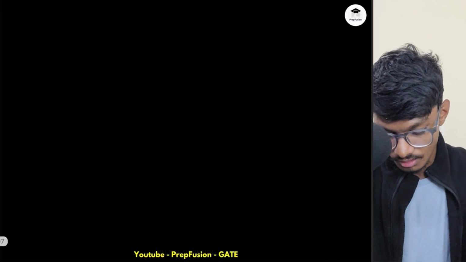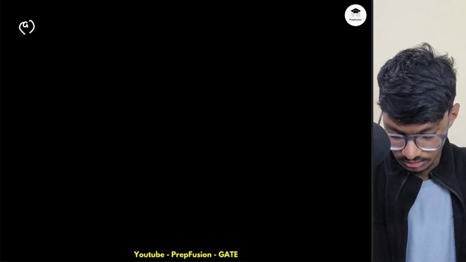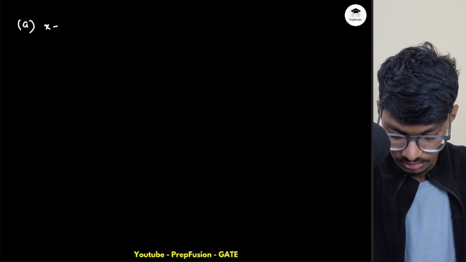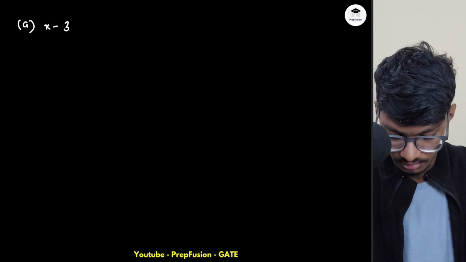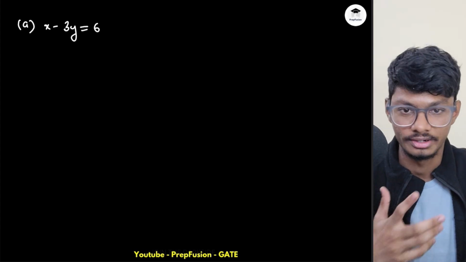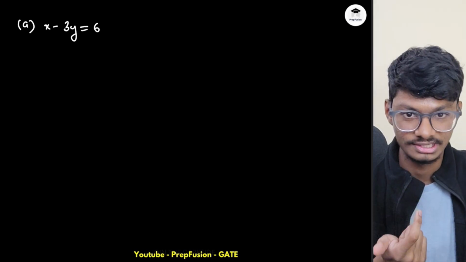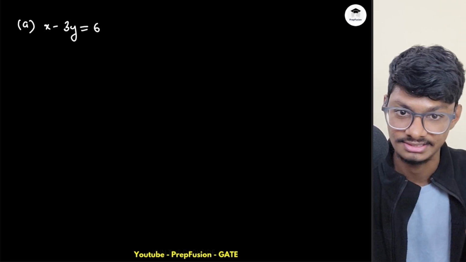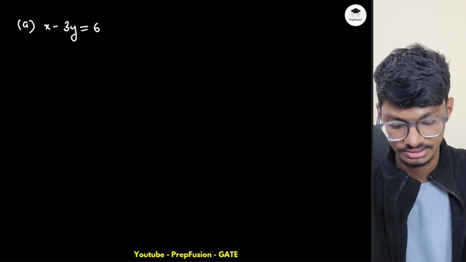So if I plot the first equation, the first equation is x minus 3y equals 6. How do you plot it? You just do one thing: this is a linear equation, so you just need 2 points. What are the simple points? One is the x axis intercept and another one is the y axis intercept.